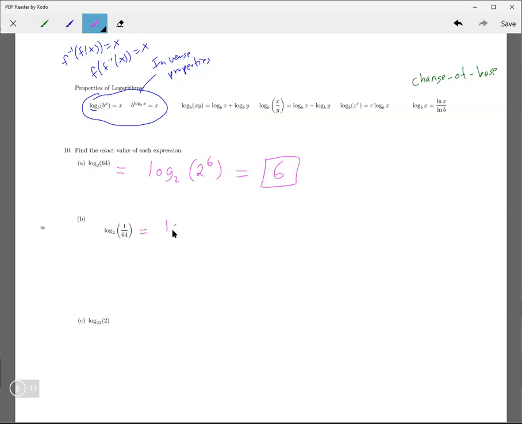Likewise over here, you have log base 2 of 1 over 64. So it's 1 over 2 to the 6th, or 2 to the negative 6. 2 to the negative 6 is the same as 1 over 2 to the 6, which is 1 over 64. So that one's going to be negative 6.